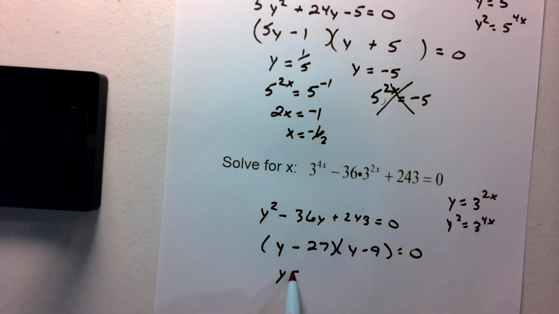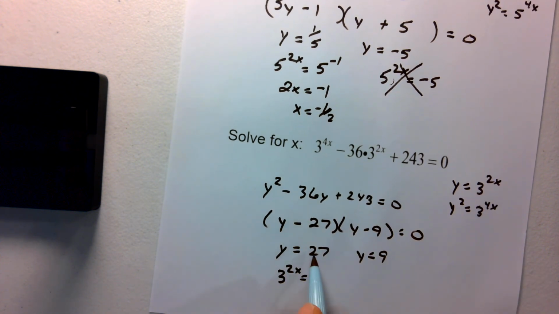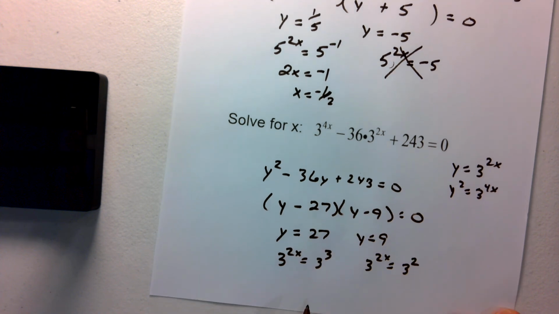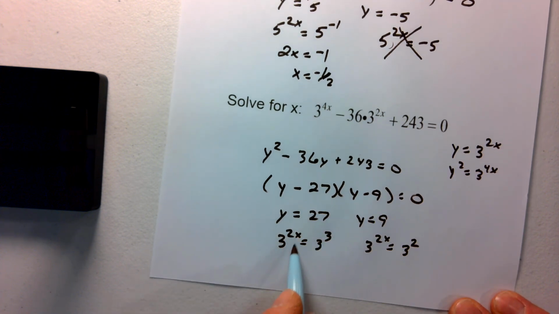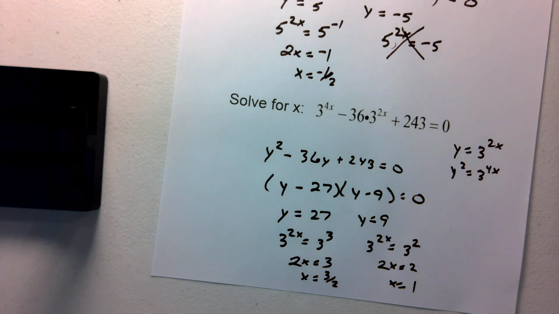Go ahead and solve for y. So y equals 27 and y equals 9. Again, we know that y equals 3 to the 2x. So 3 to the 2x equals, since I know my base has to be 3, I know 3 to the third is 27, so I can go ahead and change that. And 3 to the 2x equals 9 is 3 squared. Go ahead and set my exponents equal to each other. 2x equals 3, so x equals 3 halves. And here, 2x equals 2, so x equals 1. And that gives us our final answer.